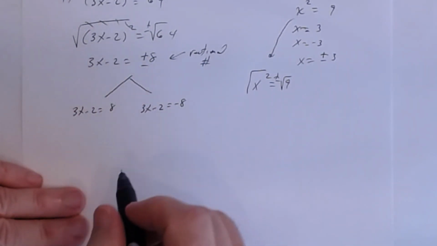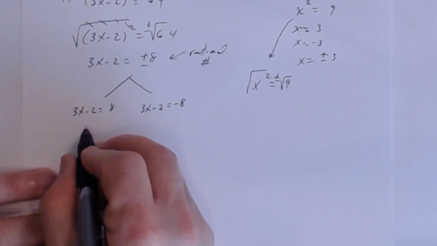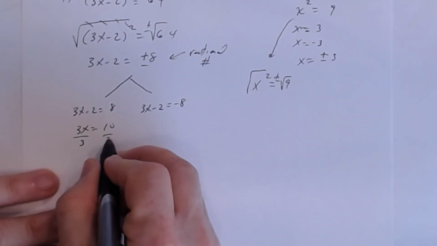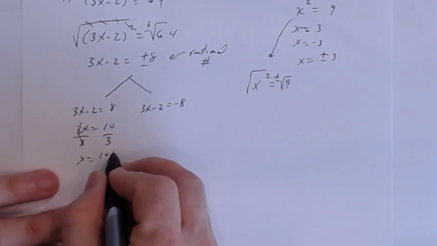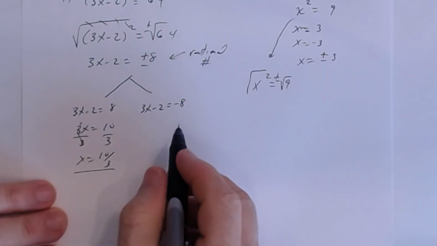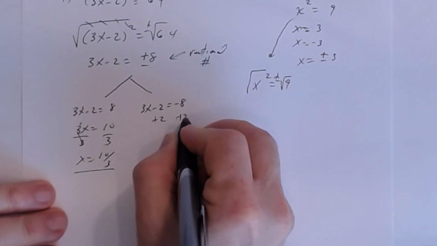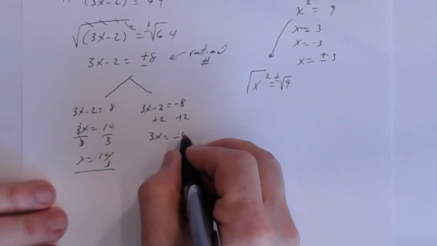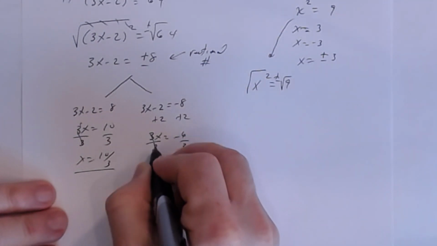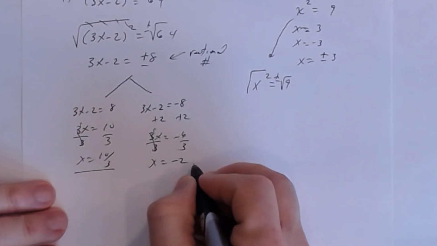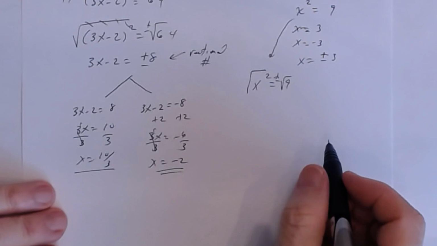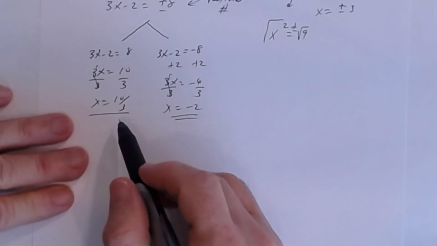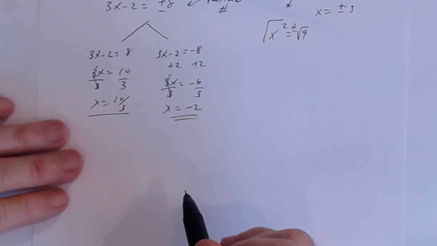So let's solve each linear equation. Over here, I get 3x equals 10, adding 2 to both sides. Divide both sides by 3, and I get x to be 10 thirds. Over here, I add 2 to both sides, so I get 3x equals negative 8 plus 2, which is negative 6. Divide both sides by 3, and I get x to be negative 2. So those are your solutions. The solutions to the original equation are 10 thirds and negative 2.